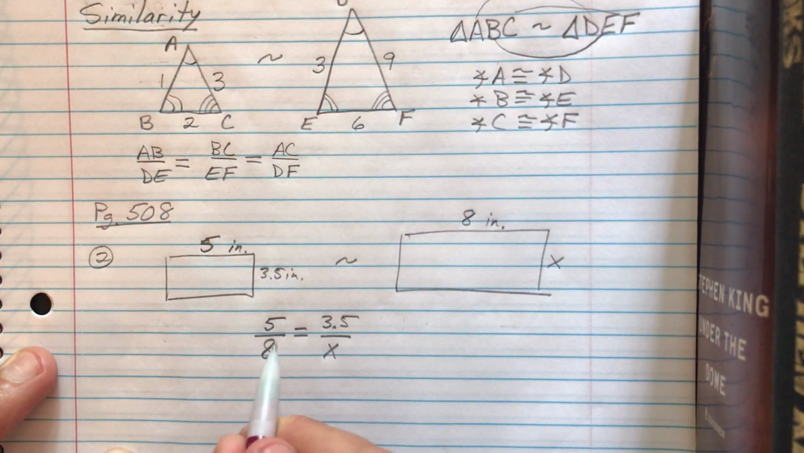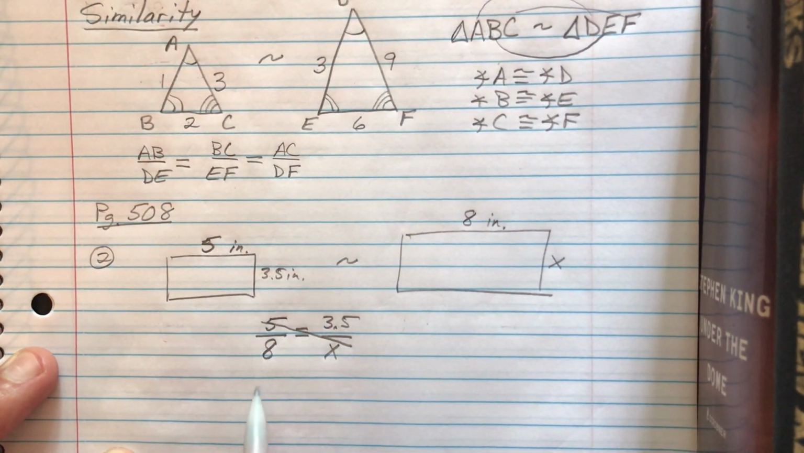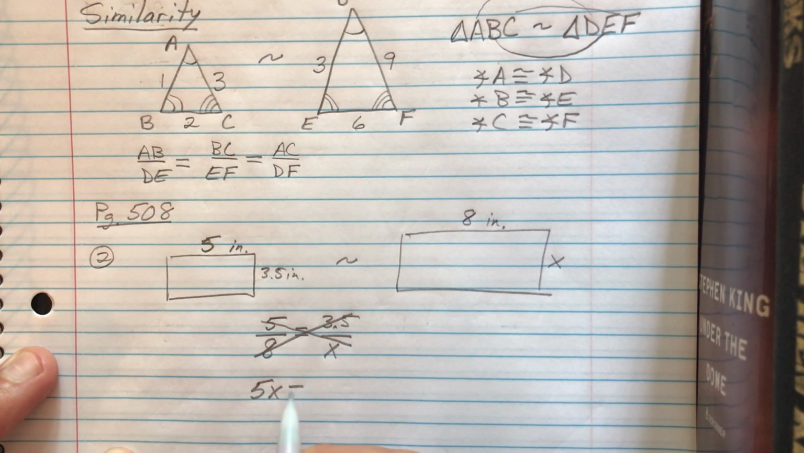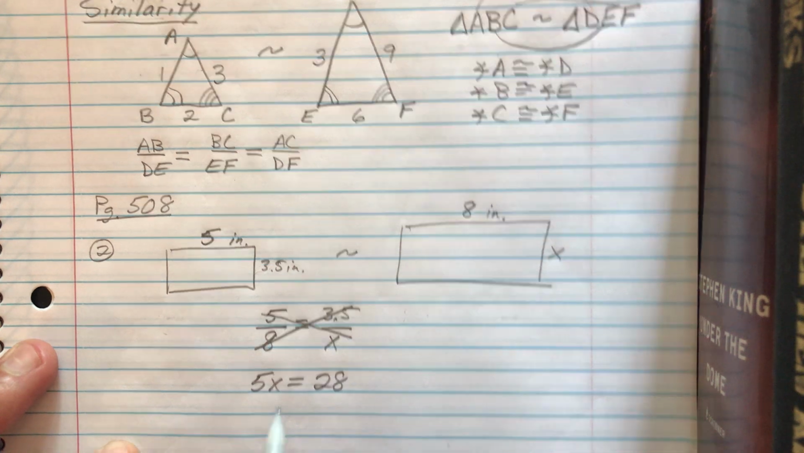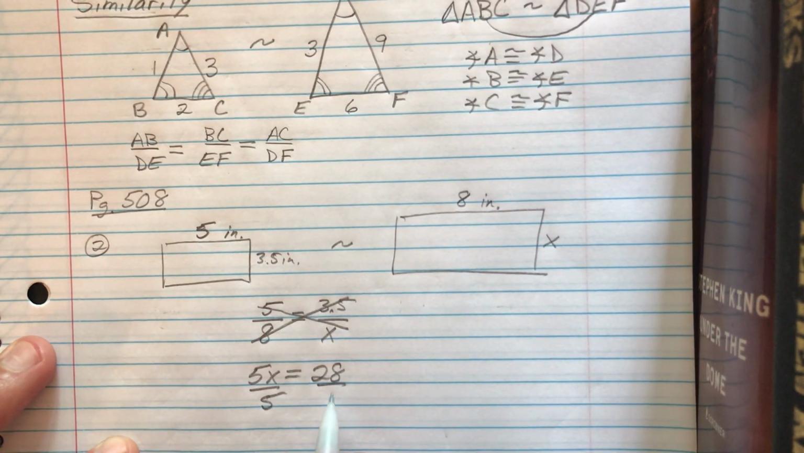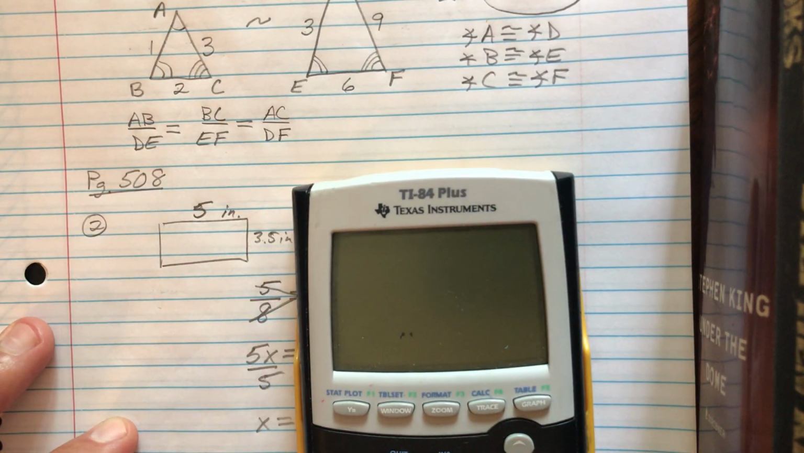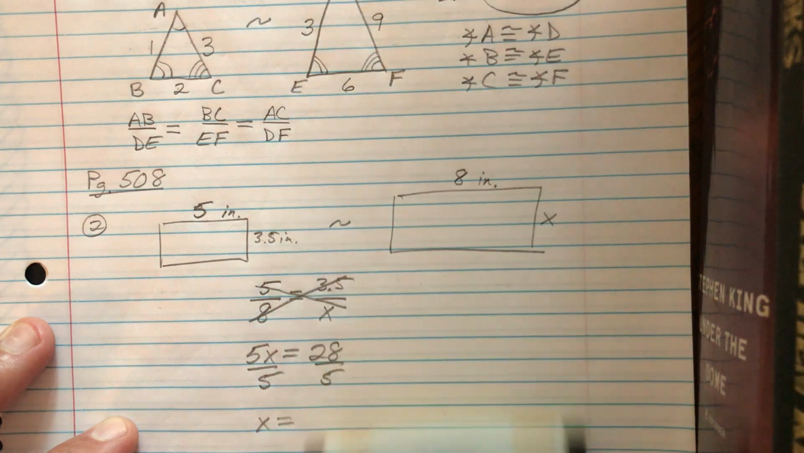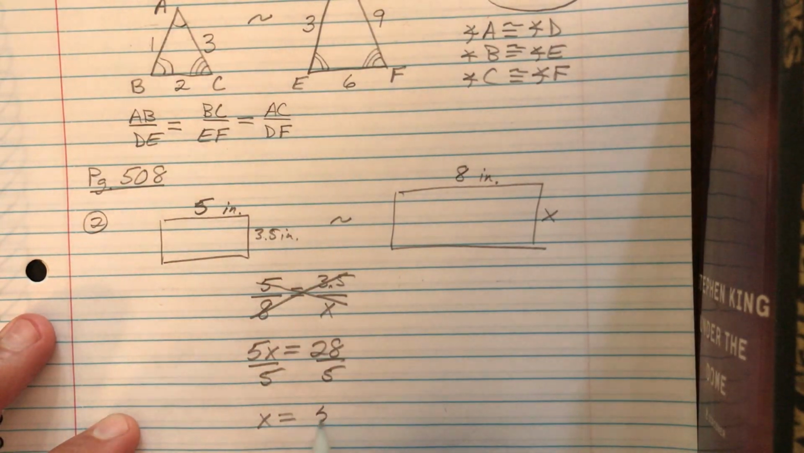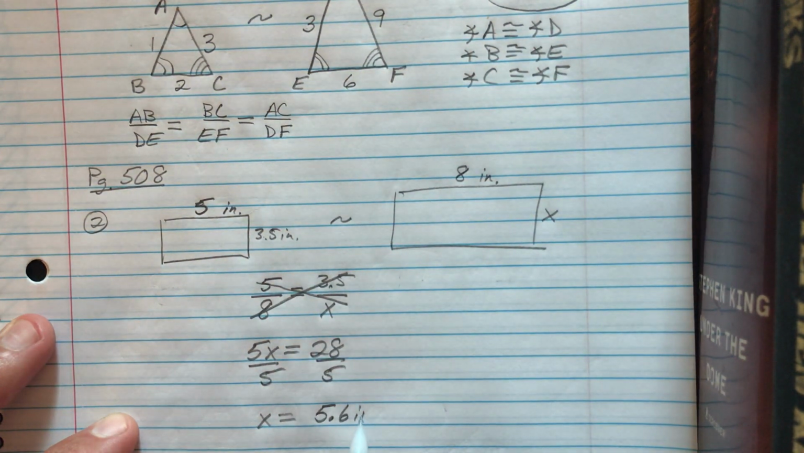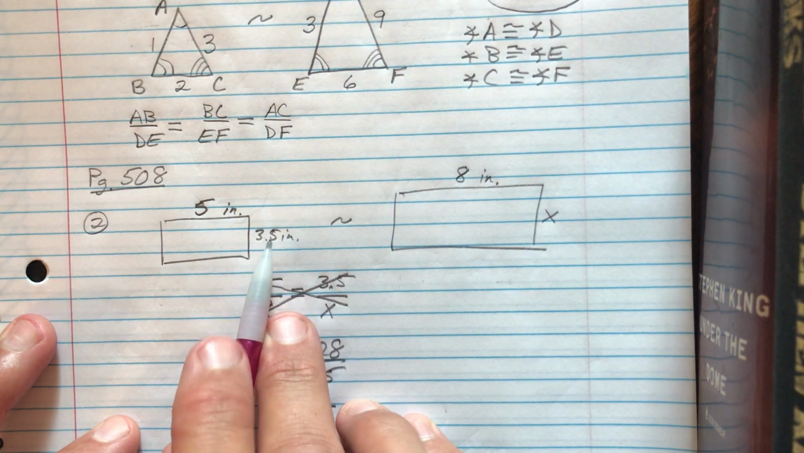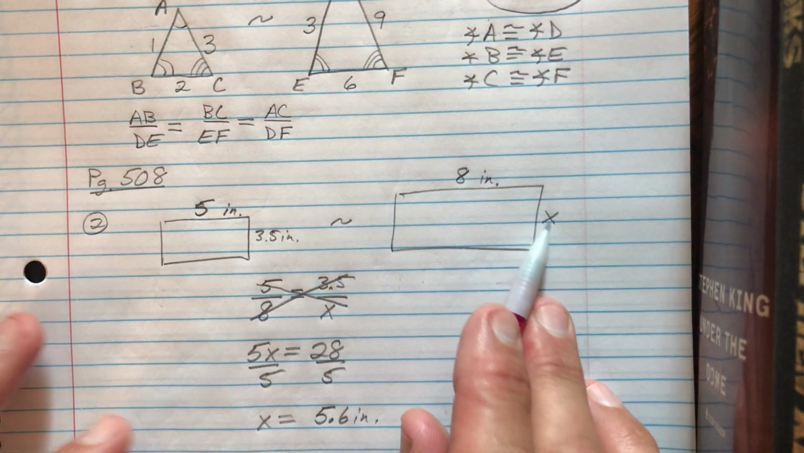So we're going to cross multiply. 5 times x is 5x. 8 times 3.5 is 28. Let's divide both sides by 5. 28 divided by 5. Let's see if this makes sense. We get 5.6 inches. Now let's think about this. If the lengths went from 5 to 8, is it believable that the width would go from 3.5 to 5.6?